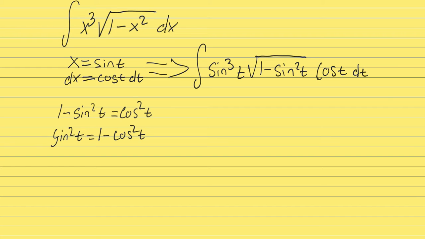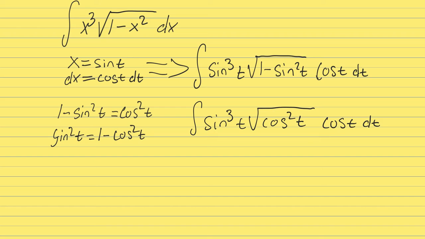that's the two conversions that you can change your variables into. So I'm going to go ahead and rewrite this integral now as sine cubed t, square root of cosine squared t, cosine t dt. Now we have a square root with something squared under it. Those cancel each other out.